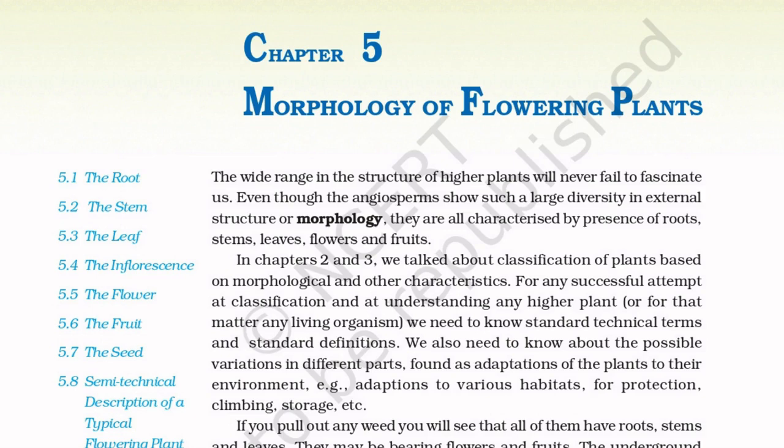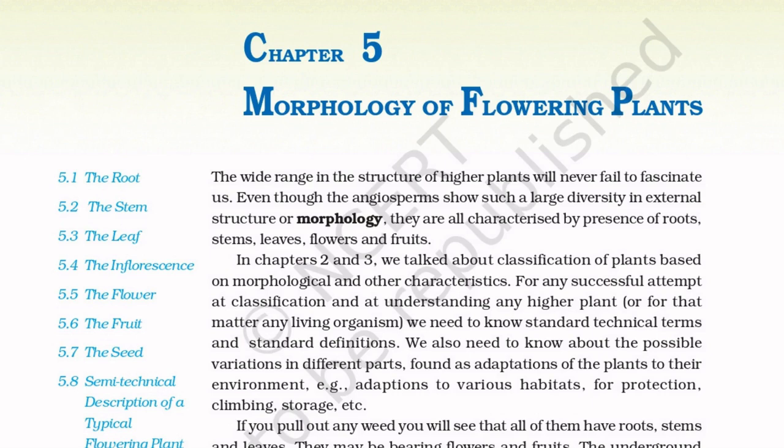In chapters 2 and 3, we talked about classification of plants based on morphological and other characteristics. For any successful attempt at classification and at understanding any higher plant, or for that matter, any living organism, we need to know standard technical terms and standard definitions. We also need to know about the possible variations in different parts found as adaptations of the plants to their environment. Example, adaptations to various habitats for protection, climbing, storage, etc.